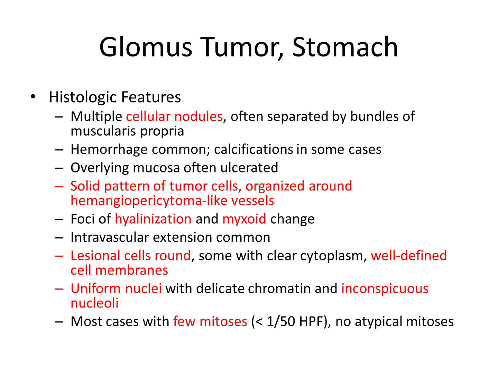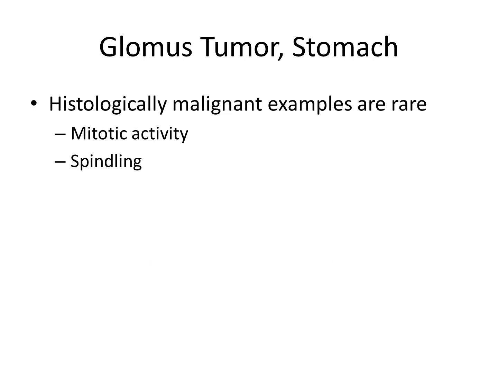The tumor cells have ovoid nuclei with clear cytoplasm and well-defined cell membranes. The nuclear chromatin is delicate, and nucleoli are inconspicuous. Mitotic figures are rare. Malignant examples are rare. Aggressive tumors may have a brisk mitotic rate and a more spindled growth pattern.